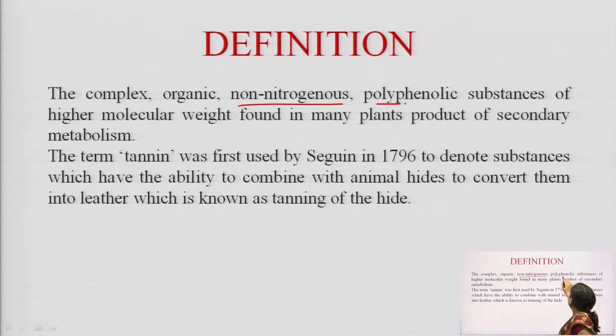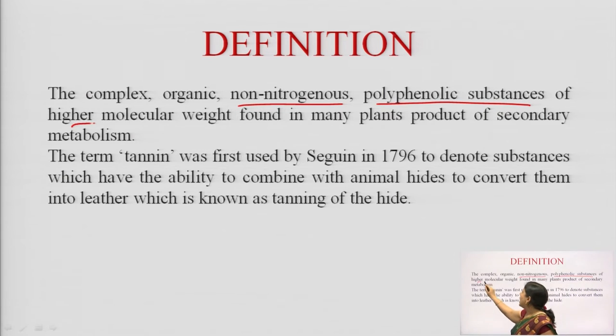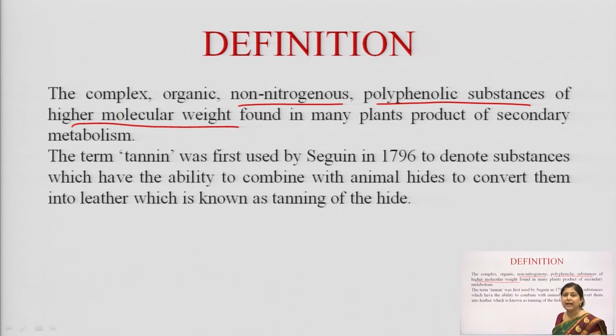Then it is polyphenolic in nature, which has a very high molecular weight. So, tannins are generally high molecular weight substances found in many plant products of secondary metabolism. The term tannin was first given by Sanguin. Sanguin is a researcher.